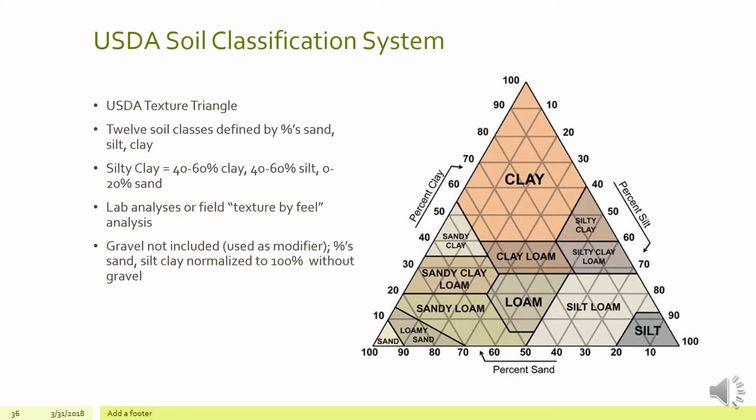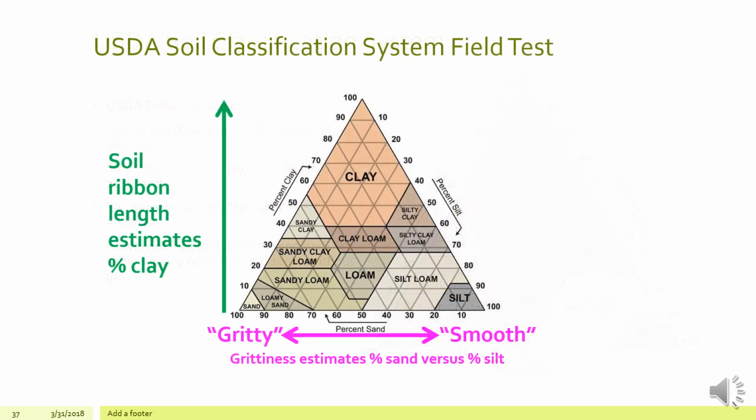So again, we can see this triangle here. We have clay, silty clay, sandy clay loam, and so on. Basically, how we use this triangle is we look at the soil ribbon strength, which estimates the percent of clay that we have. And with gritty to smooth, the grittiness estimates the percent of sand versus the percent of silt that we have.